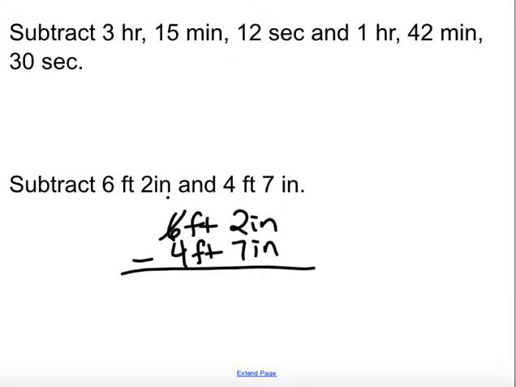So I'm going to borrow a foot, and remember that there's 12 inches in a foot. So instead of 2 inches, I can have 14 inches. So 14 minus 7 I can do, and it's 7 inches. 5 minus 4 is 1. So I always need to borrow a certain amount, especially if it comes up different.